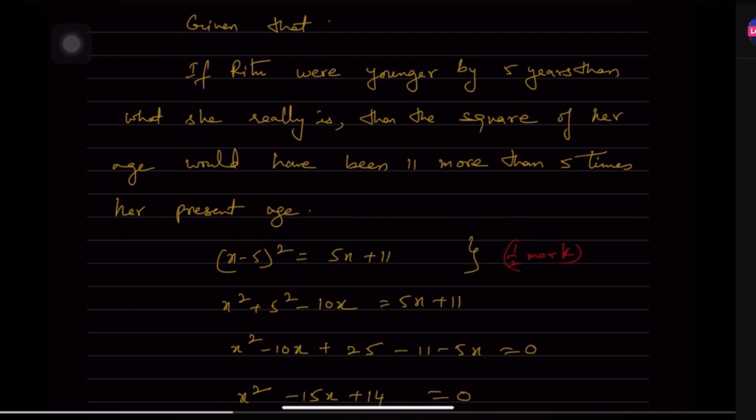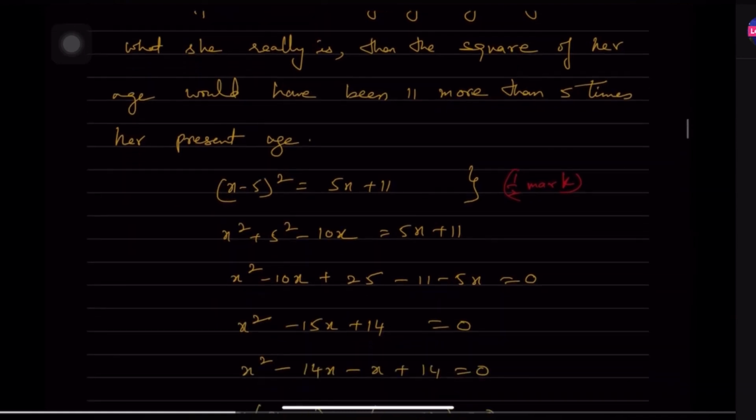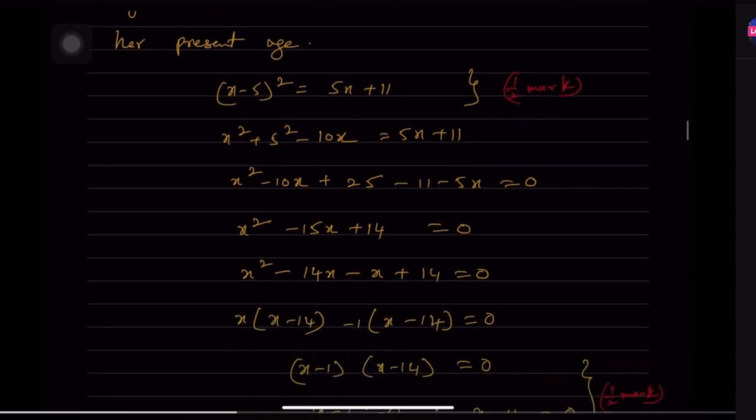From the question we get this equation. So expand this using the (a minus b) whole square formula. You are getting x square plus 5 square minus 10x is equal to 5x plus 11, or x square minus 10x plus 25 minus 11 minus 5x, bringing everything to one side. So you are getting x square minus 15x plus 14 is equal to 0.